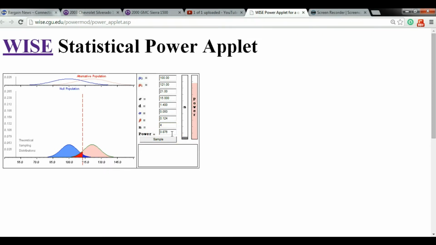But let's say that we hypothesize that mu is 100 and mu is actually 101. It would look like that. Well, do we have a real powerful situation? Well, no, because our hypothesized mu is not that far from where mu actually is, so this is going to be pretty hard to detect. Okay?